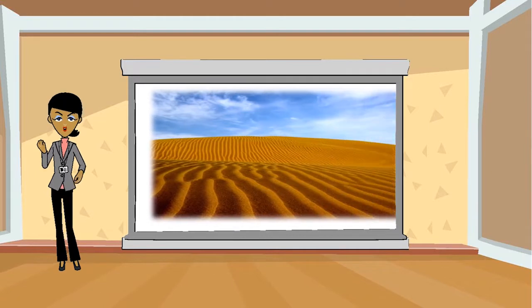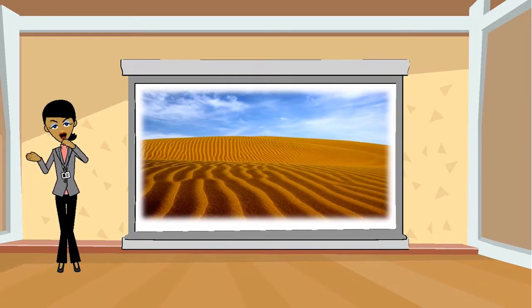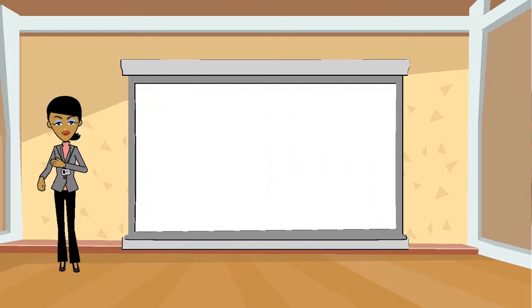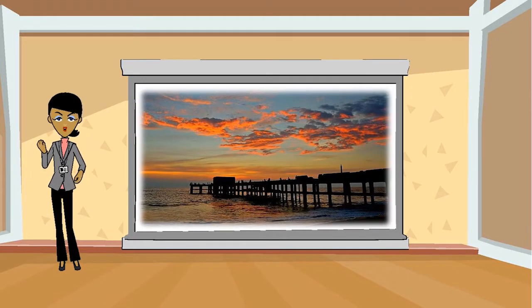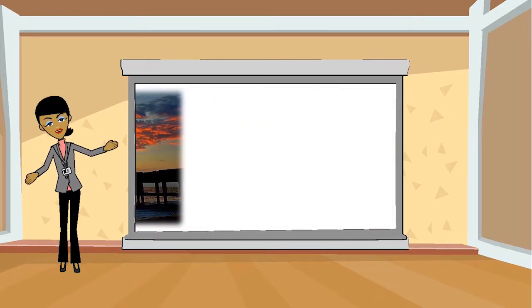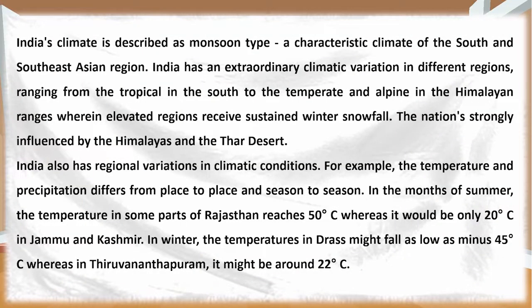Regional variation of climate can also be observed in India, like the precipitation and temperature differ among different places based on their season. During summers, the temperature in parts of Rajasthan is around 50 degrees Celsius, whereas at that time the temperature in Jammu and Kashmir stays at about 20 degrees Celsius. In winters, the temperature drastically falls to minus 45 degrees Celsius, but the temperature in Thiruvananthapuram might be around 22 degrees Celsius.